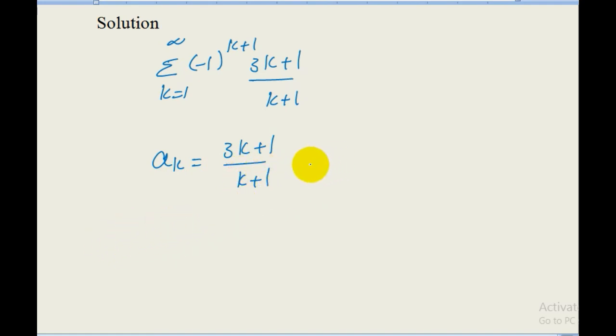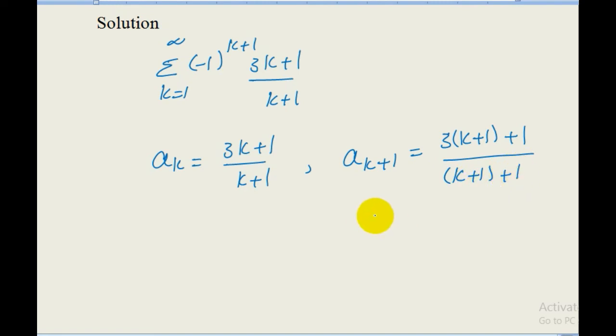ak plus 1 is equal to 3 into k plus 1 plus 1, upon k plus 1 plus 1, which is equal to 3k plus 4 upon k plus 2. So this is our ak plus 1.